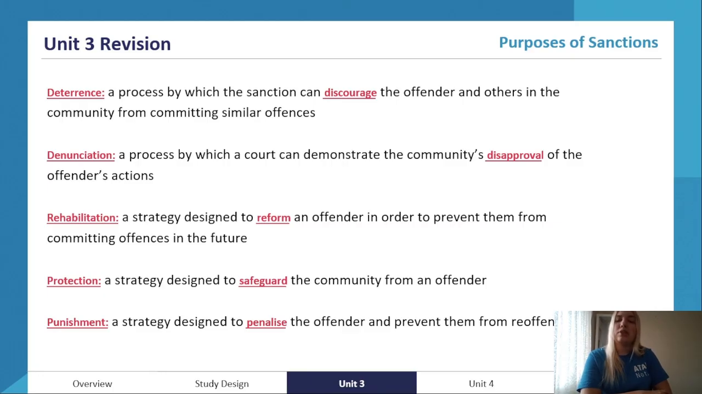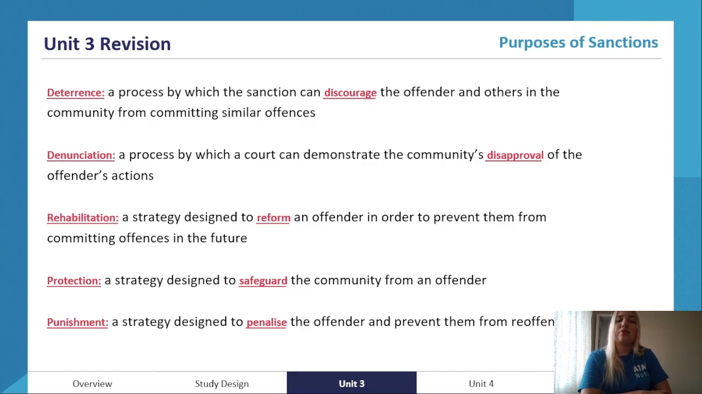Denunciation means to denounce, to disapprove. So, this is the process by which a court demonstrates community's disapproval of the offender's actions. This will be done through the judge's comments at the end of the case, and also by imposing a more severe or prolonged sanction.